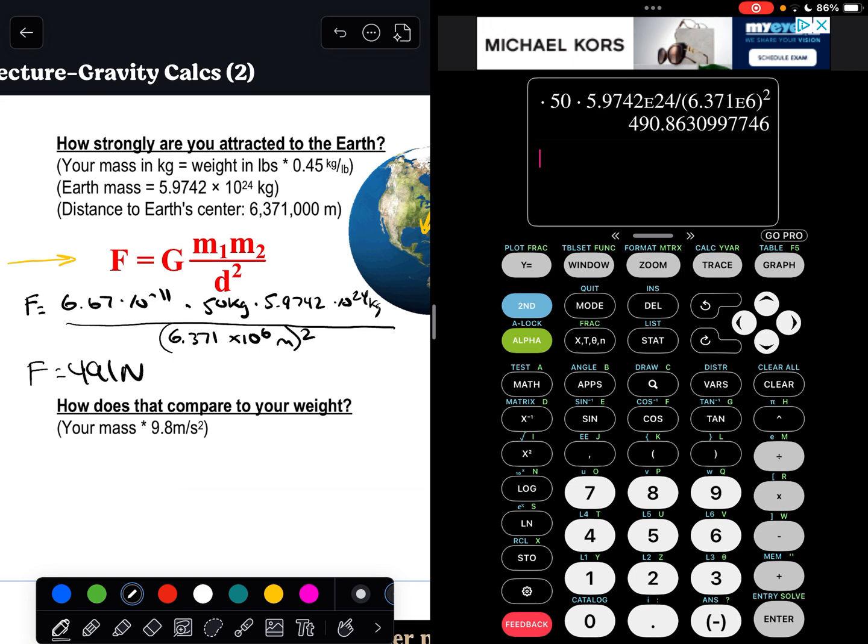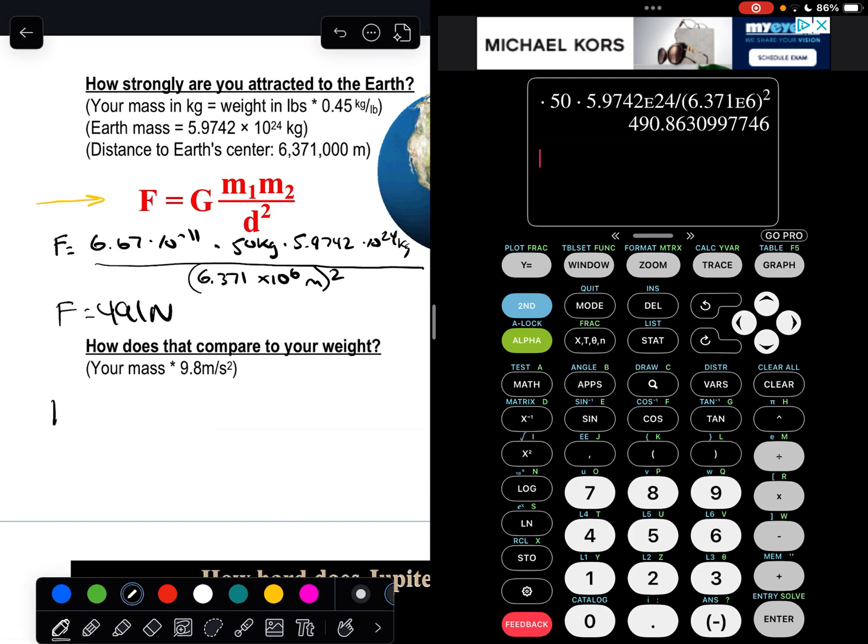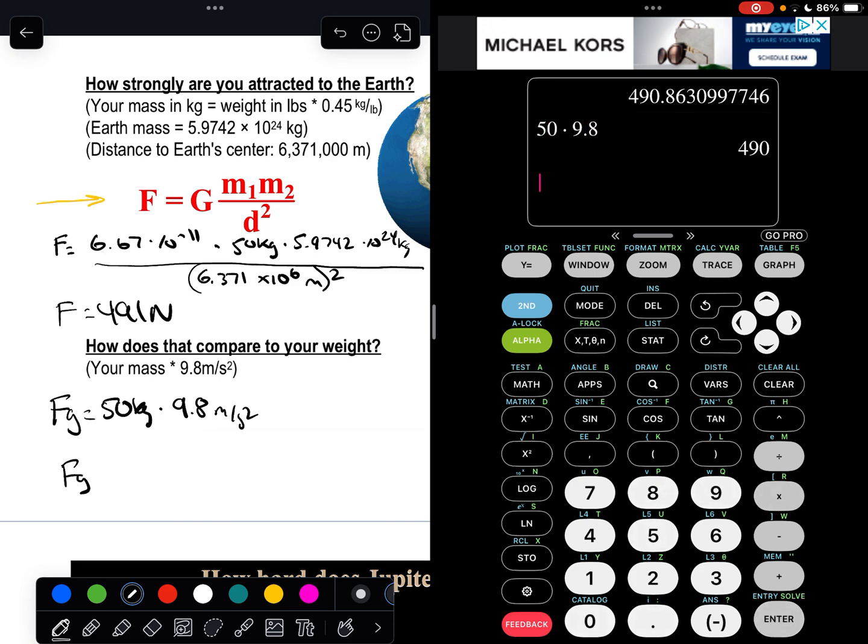491 newtons. Now, how does that compare to our other method that we've used to find the force of gravity, which is, remember, just F_g equals mg? Well, in F_g equals mg, our m is 50 kilograms, and g, we use 9.8 meters per second squared. If we do 50 times 9.8, we get, wow, 490 newtons. Not bad at all. So you might be asking, well, what's the difference between these approaches?